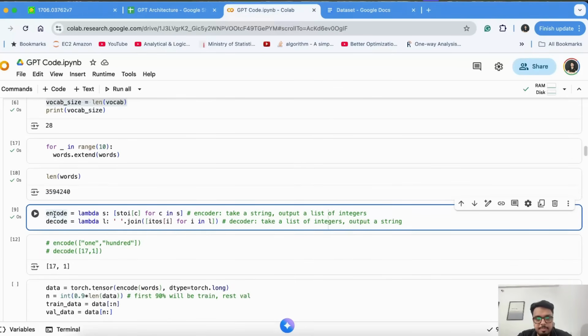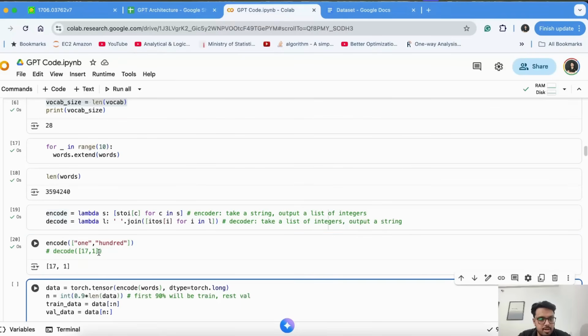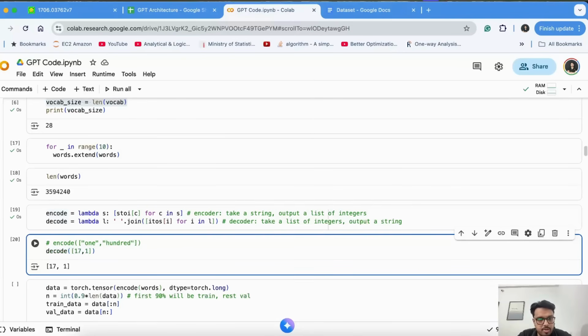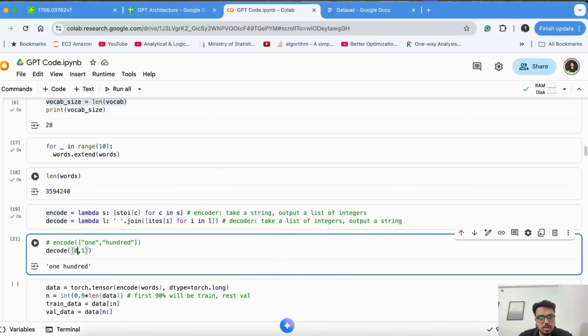Then we define two lambda functions, encode and decode. For every given string, encode will output a list of integers. For example, let me show you: if I encode 1 and 100, it gives me the corresponding token IDs, and the decoder does the vice versa. If I decode the token IDs, it gives me the corresponding words.